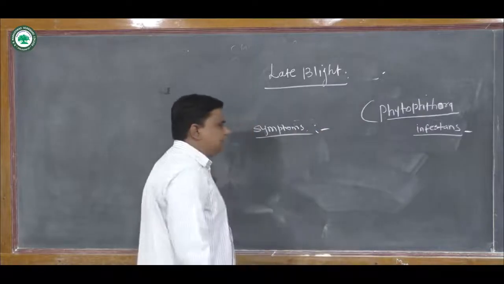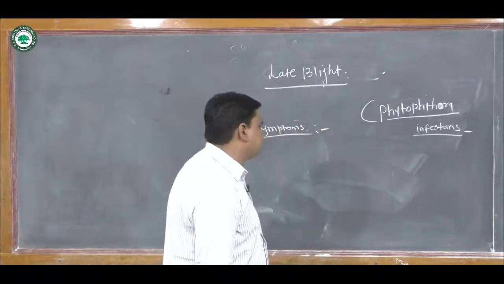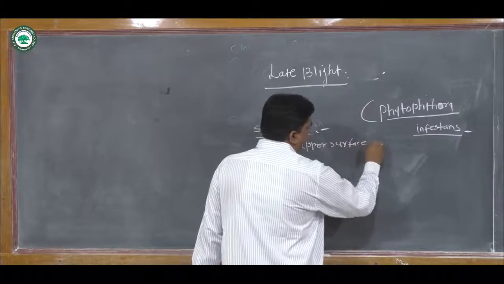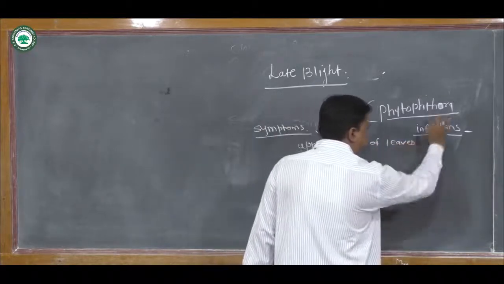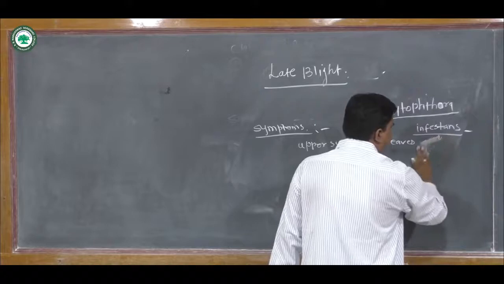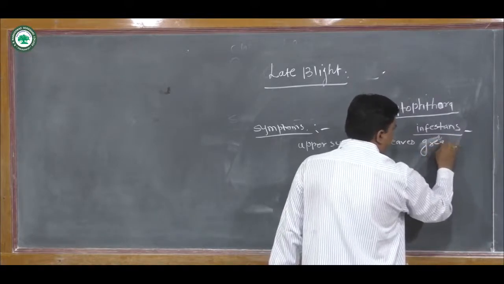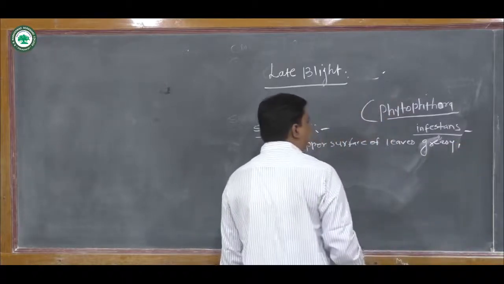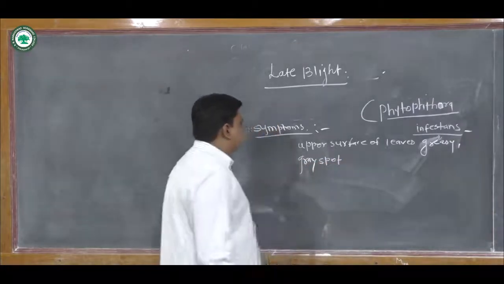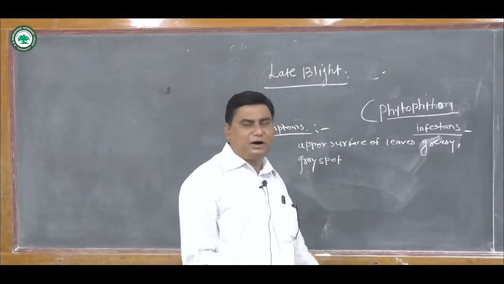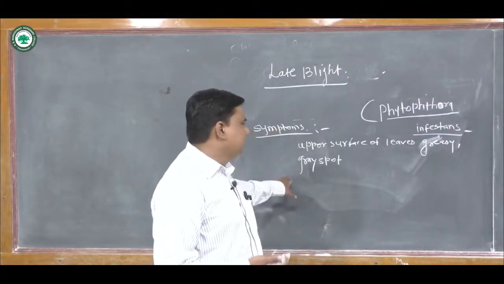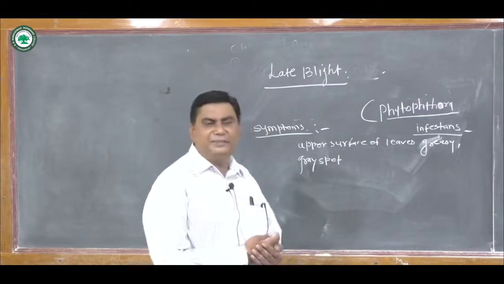Symptoms of the particular disease. Here the symptom is on the upper surface of the leaves: there is a grayish, greasy appearance, or a gray spot. One can see the upper surface of the leaves having the greasy look or the gray spot, and the infection spreads to the stem and petiole also.